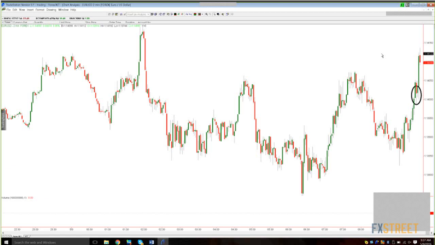But given that the real supply is at 114.24, we'd like to take kind of a short-term trading profit before that.